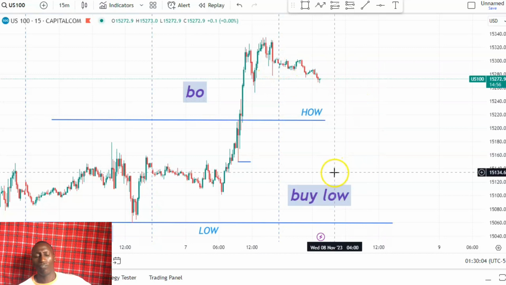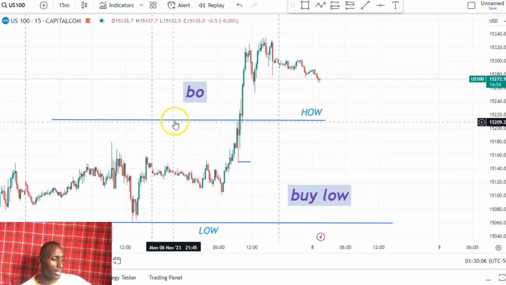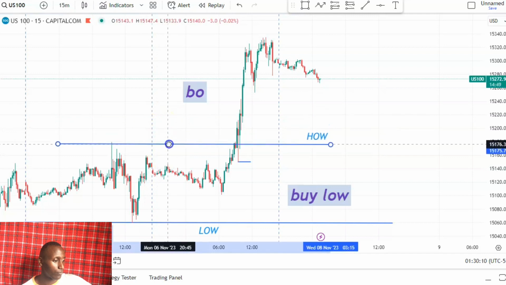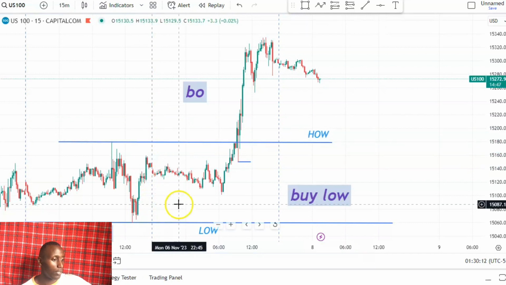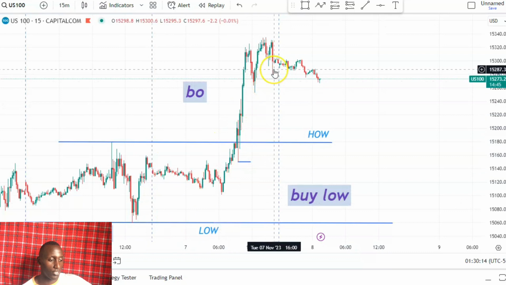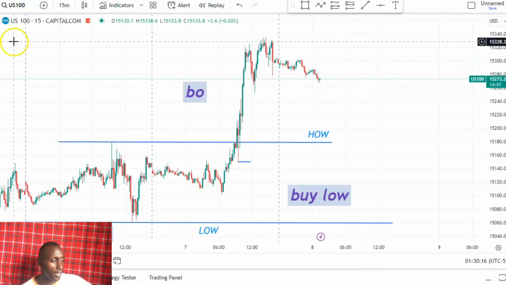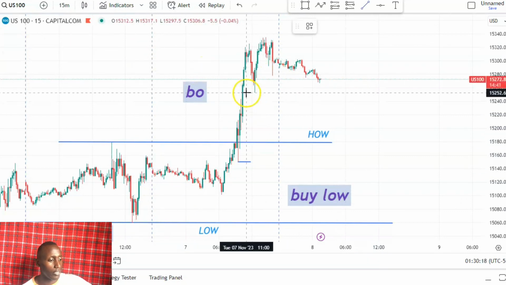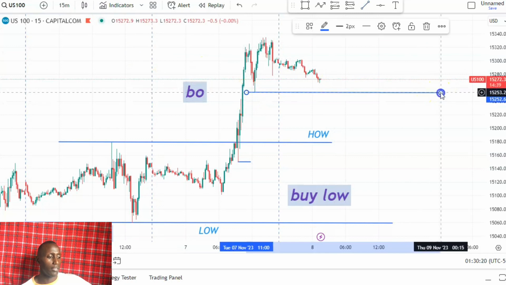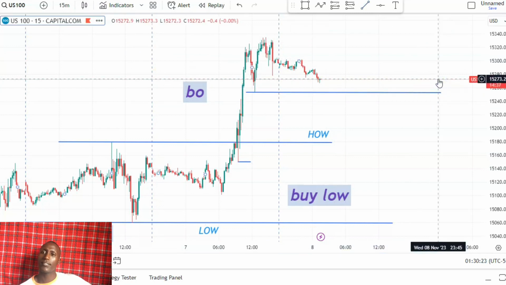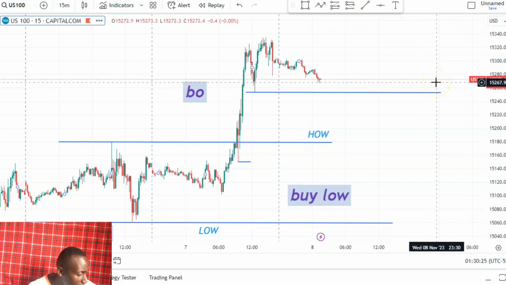So obviously looking at this is Monday's high, price breaks out on Tuesday, closes outside of the high of the week, then the logical thing to do here would be to buy. Simple as that. My process is as simple as that.